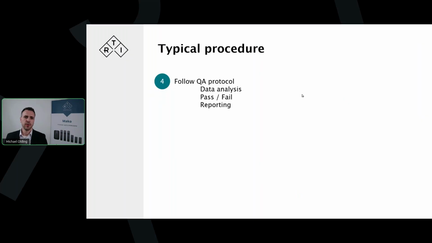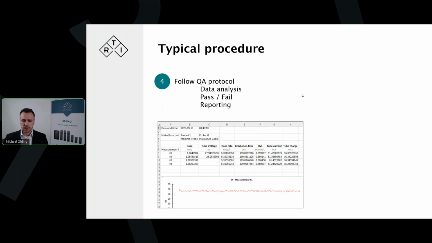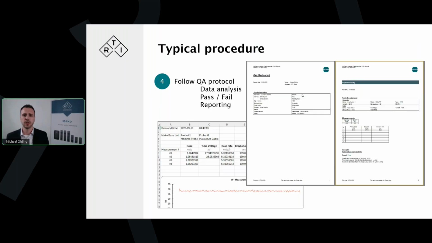And finally, we have to follow our QA protocol, whether that's quick routine tests or more in-depth preventative maintenance protocols. And we can do that either by exporting data to a third-party software such as Excel, or with RTI Group products using our QA software known as OceanNext software, where we can produce traceable reports with information about the probes used, their calibration, the system that was tested on, and automated analysis, pass-fail values to produce that traceable report.